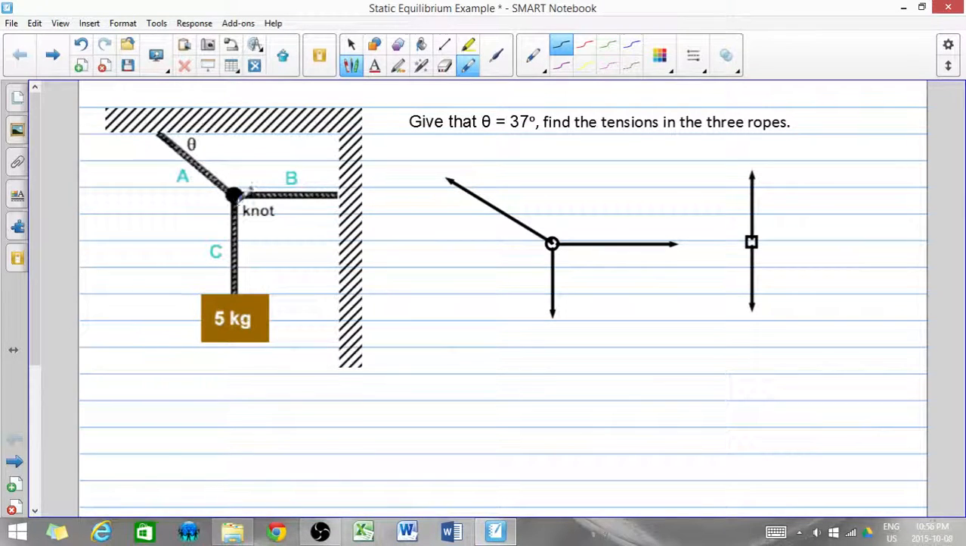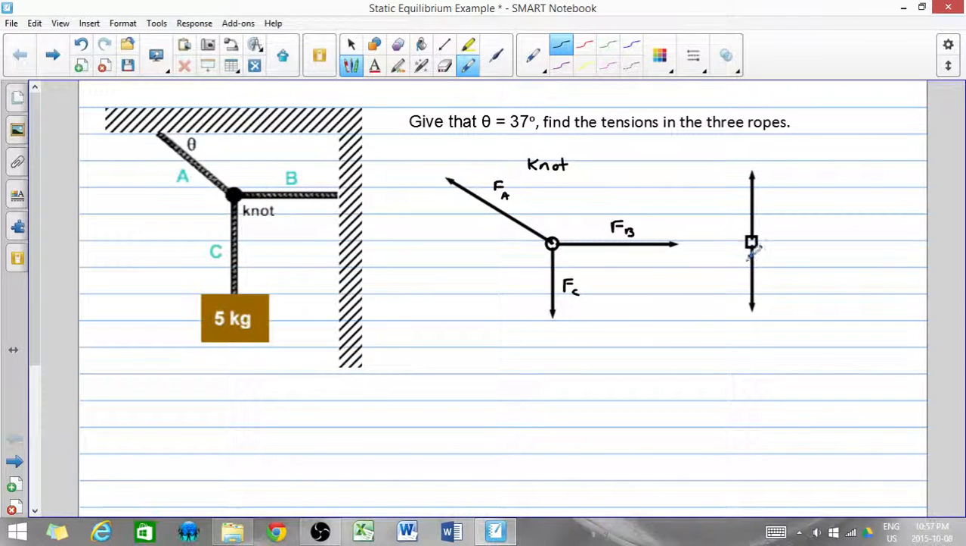This is a very typical sort of question where you've got some kind of mass hanging from a collection of ropes. In a situation like this, you'll need to make a free body diagram for the place where all the ropes meet, for the knot. So this is what the free body diagram for the knot will look like. You've got the force of tension in rope A, force of tension in B, and force of tension in rope C.